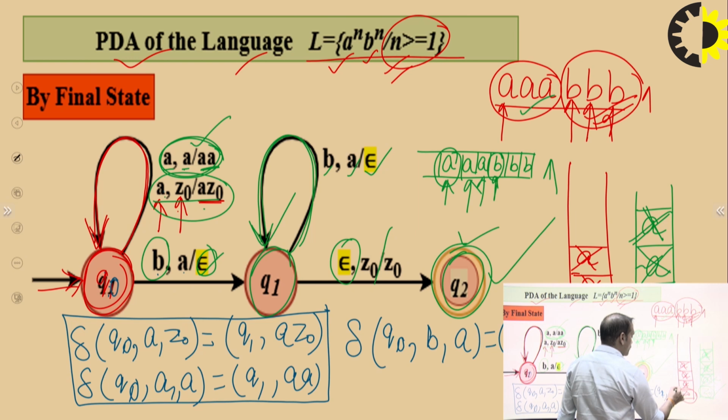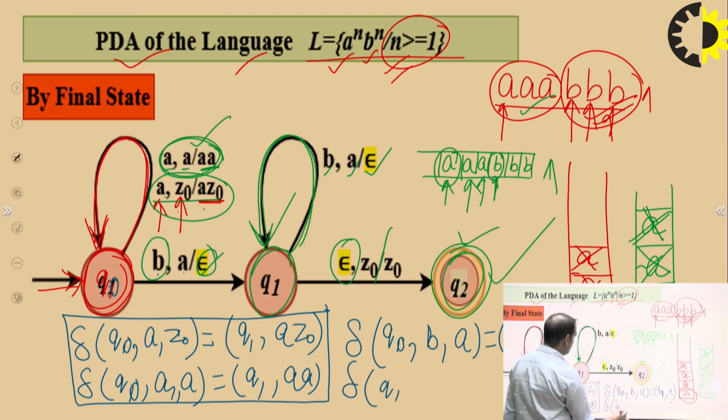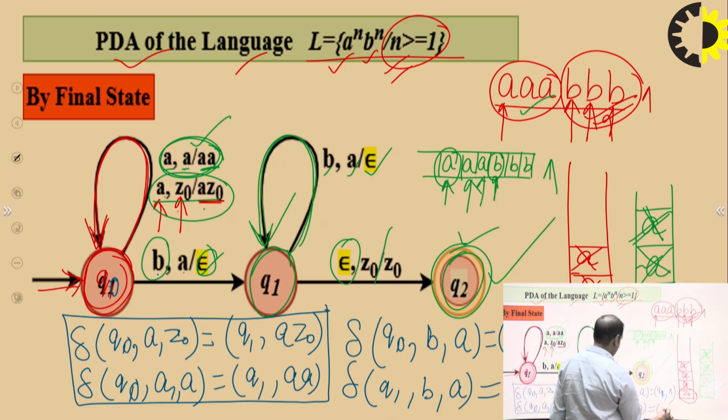and here we have to write null. This is the pop operation. Again, here we have to repeat the same step. Delta state Q1, input B, top of the stack A. We have to perform state Q1 and null.